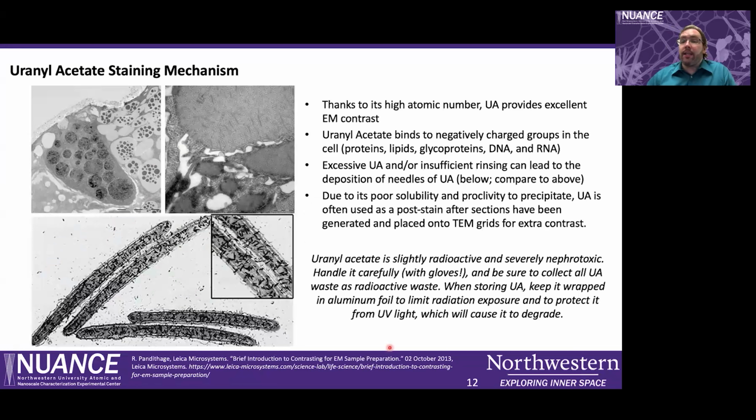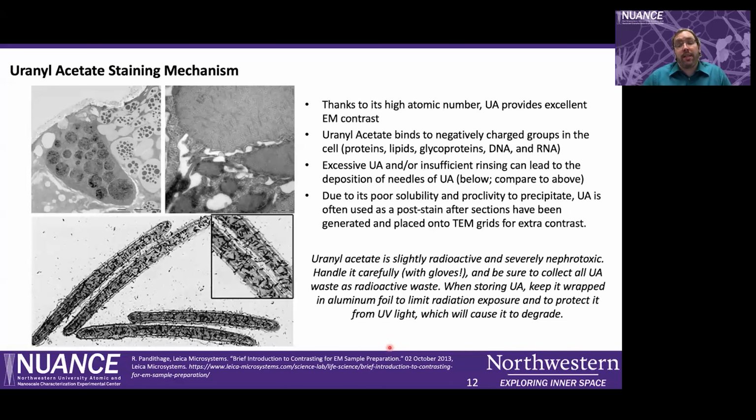For uranyl acetate, it is much easier. It's also a higher Z element, so you can get a lot more electron microscopy contrast. That said, it's not nearly as specific a stain. It's much more prolific. So uranyl acetate will bind essentially anything that has a negative charge in your sample, whether those are proteins, lipids, glycoproteins, or nucleic acids.